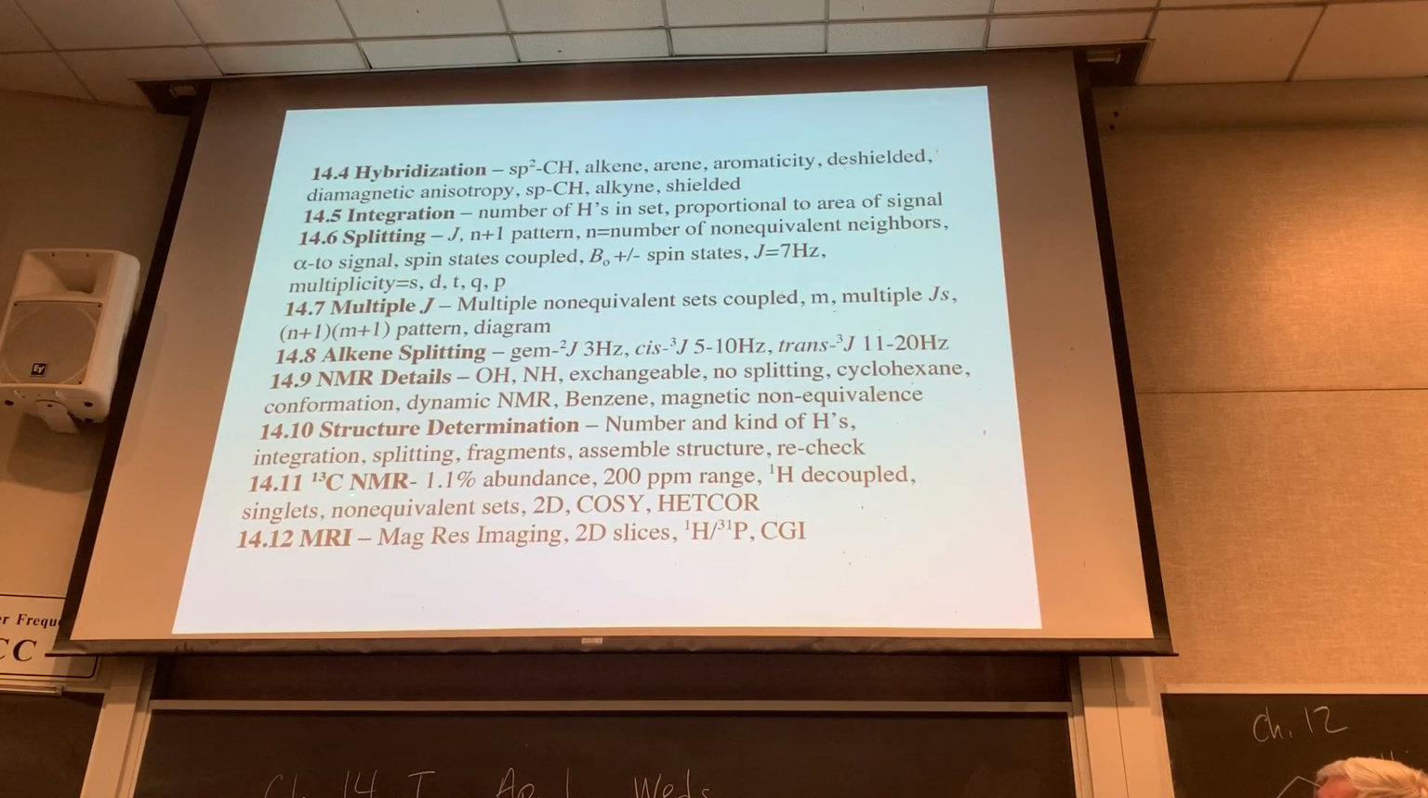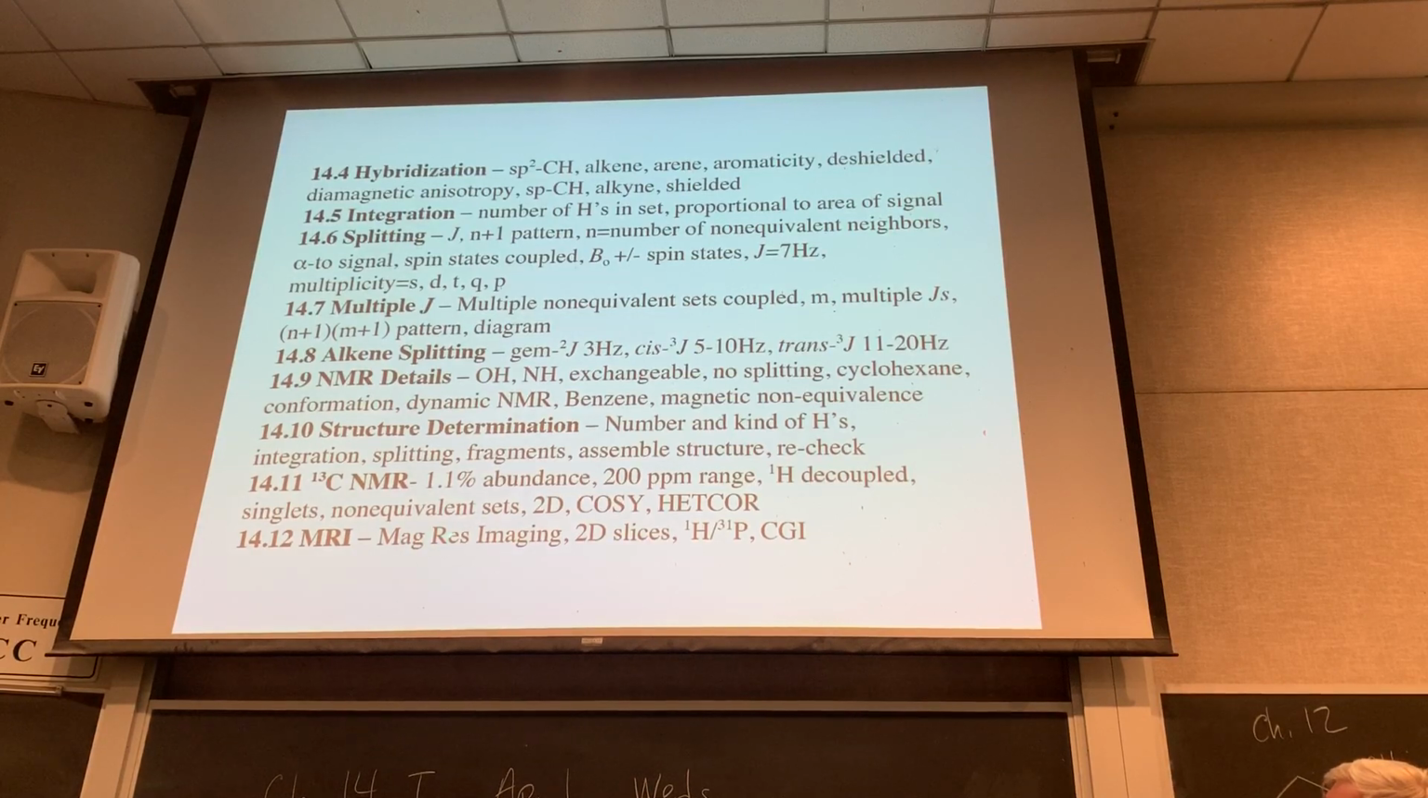Yes, you can also do C13 NMR. It's only 1.1% abundant, so it's less sensitivity, but it has a very wide ppm range, very diverse range here. We normally run it in decoupled proton modes, so they just show up as simple singlets and non-equivalent sets. This relates to the symmetry of the molecule. There's such a thing as two-dimensional NMR, two-dimensional correlation spectroscopy, or COSY it's called, or HETCOR to other atoms besides hydrogen.